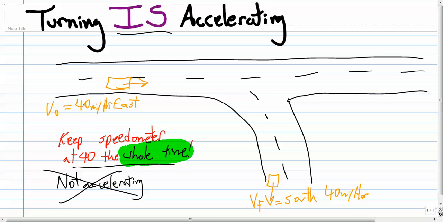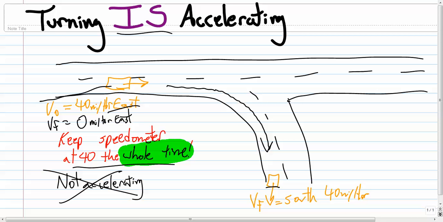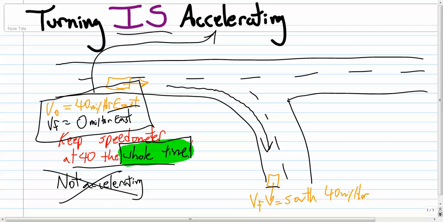You are accelerating. So let's go back up here. Our velocity original was 40 miles per hour to the east. But as he makes the turn, what happens to his east speed? Because down here, he's not going east anymore. So that means his velocity final is 0 miles per hour to the east. So if we've got a velocity change from 40 to 0, that means we accelerated, even though we kept the speed the same the whole time.